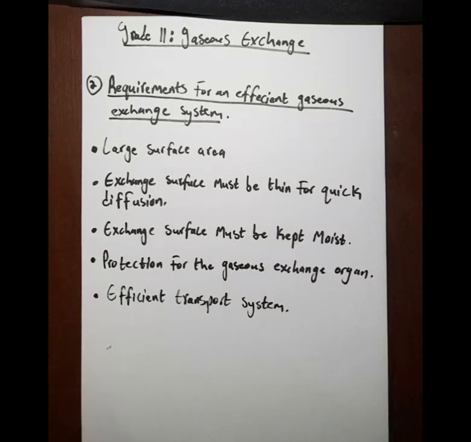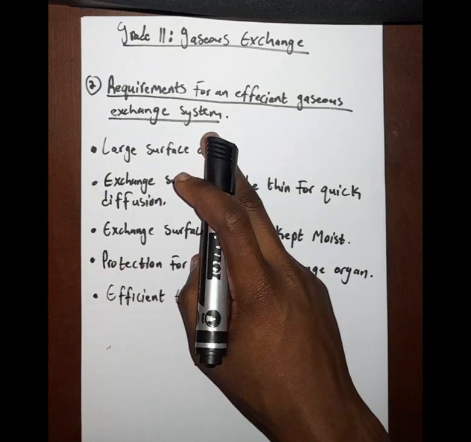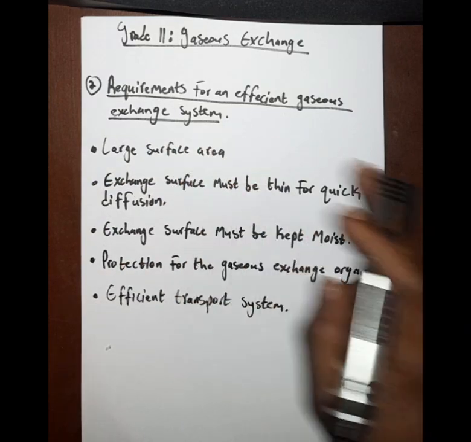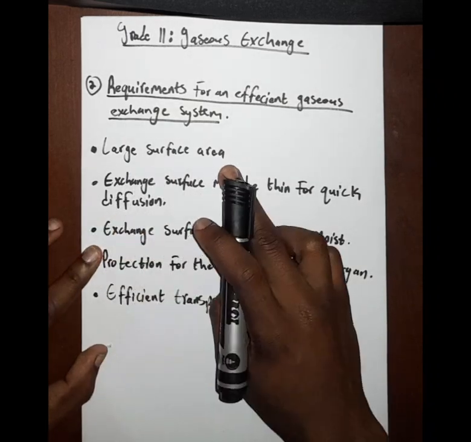Now in the previous video we talked about the difference between gaseous exchange, breathing and cellular respiration. In this video we're going to continue from there and talk about the requirements for an effective gaseous exchange system. Now in order for gaseous exchange to occur effectively, there must first be a large surface area.